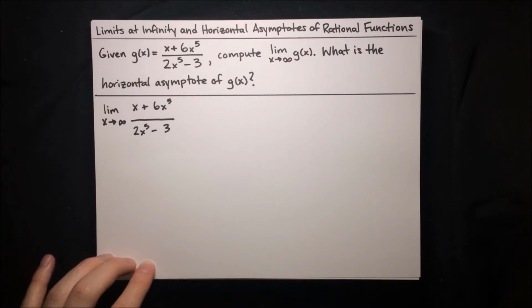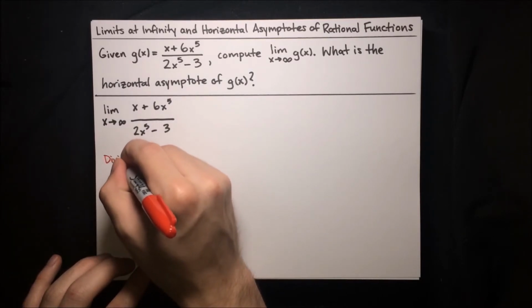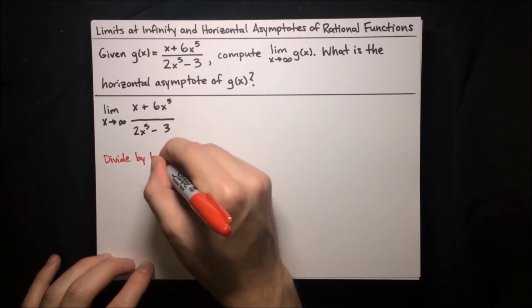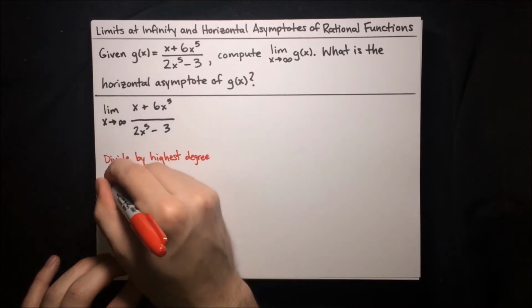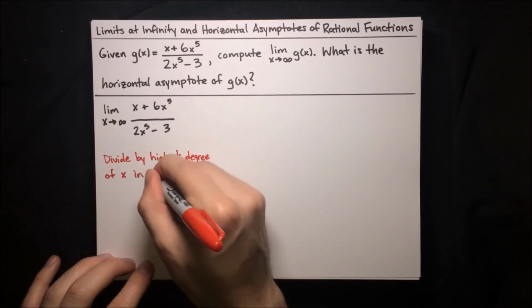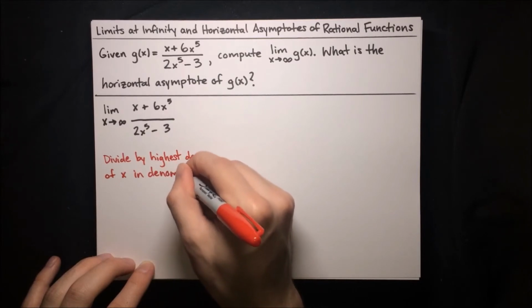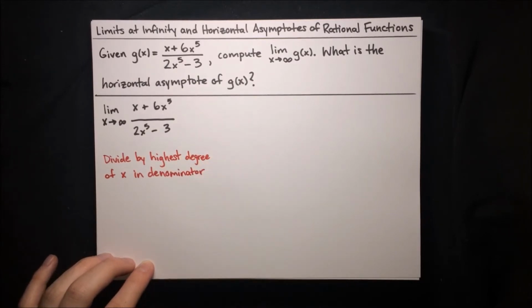And that means we have to manipulate the limit into an equivalent but different form where we can actually see what's going on here. Now, the way we do this is we divide both the numerator and the denominator of this fraction by the highest degree of x that appears in the denominator. Let's actually write down that rule. Divide by highest degree of x in denominator. That's a super important rule because we're going to be using it for all of the problems in this lesson.